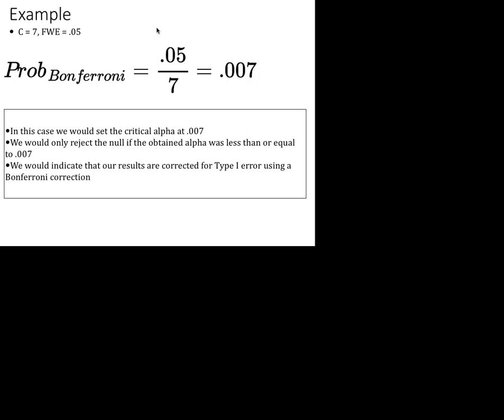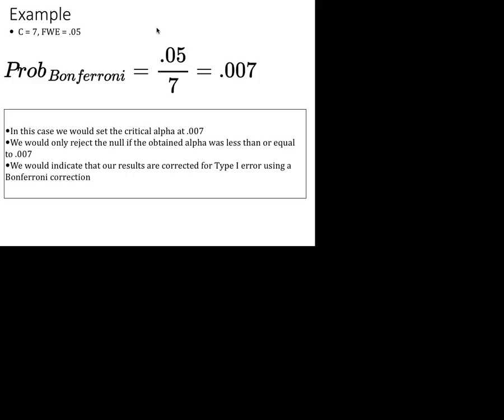And so in this example, if I have 0.05 and I have 7 comparisons, my corrected probability would be 0.007. And in this case, we would set the critical alpha level to 0.007. And we would reject the null hypothesis if the obtained alpha level was less than or equal to this amount. And then we would indicate that we've corrected for type 1 error using the Bonferroni correction, right? Does that make sense?